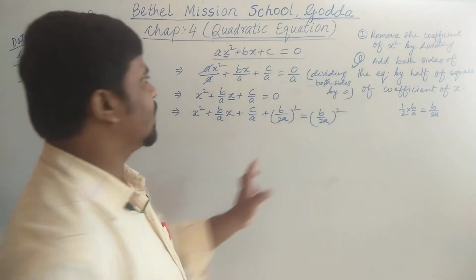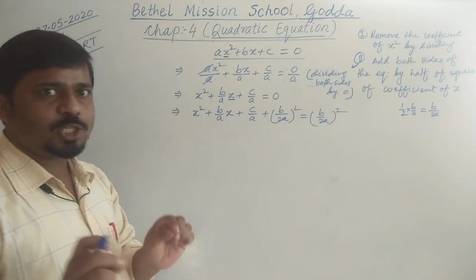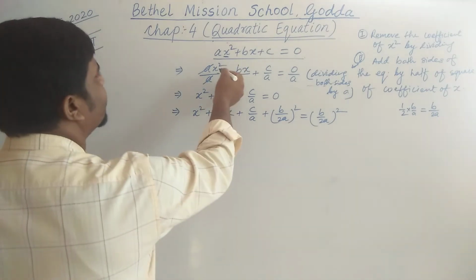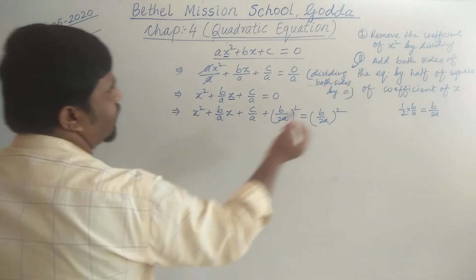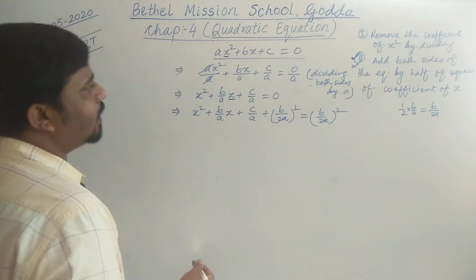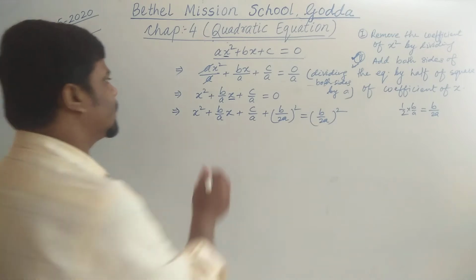Now we apply the second. Only these two processes, these two properties you have to remember. And if there is no coefficient of x square, then the second one is compulsory to use, and you can easily get the completing the square method.